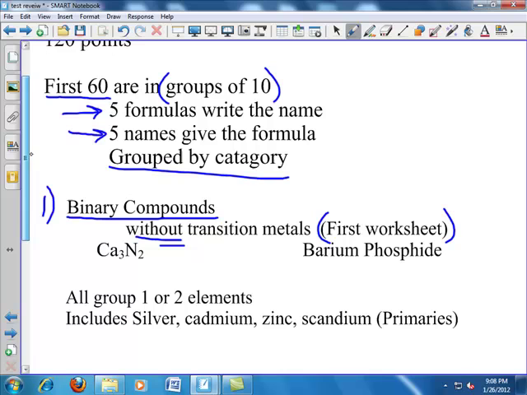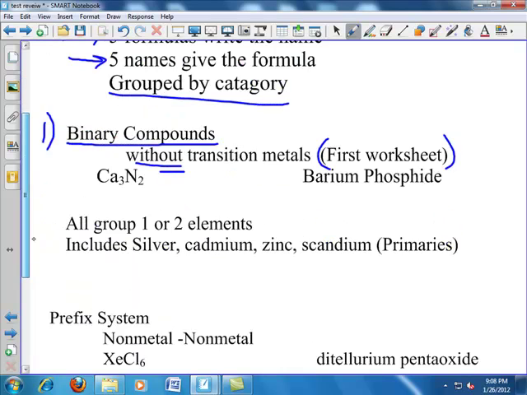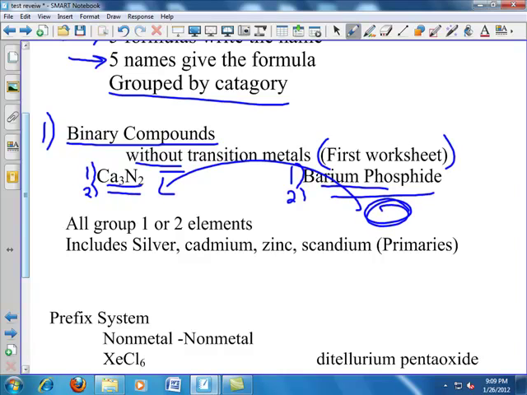I mean they have formulas, and you're going to write the name. There's literally going to be 5, just like this one, where there's 5 formulas that are written out, and you're going to name them. Right alongside of those, there's going to be 5 names. So use the names to help you with writing the formulas, and use the formulas to help you with naming them, because they're similar in their structure.